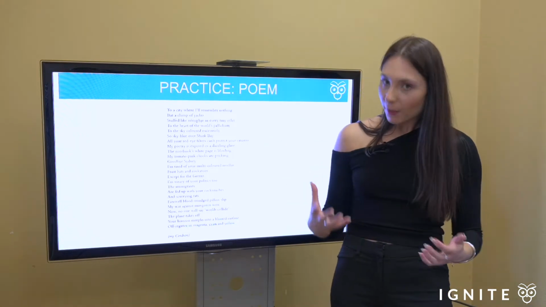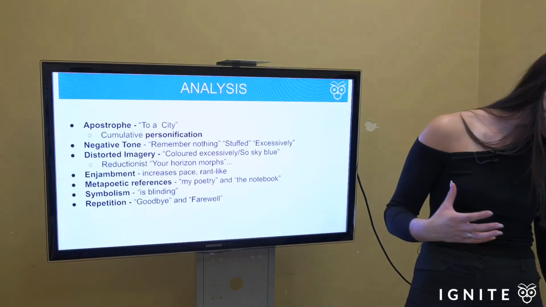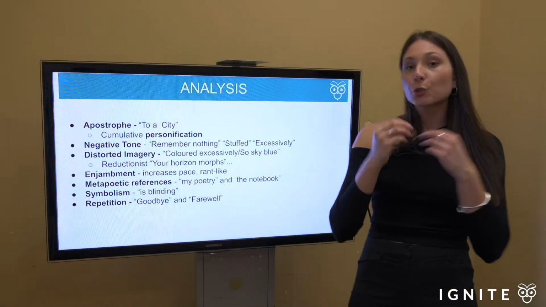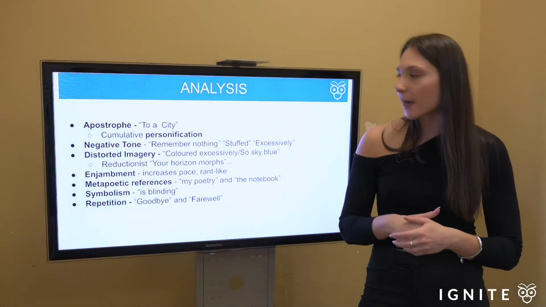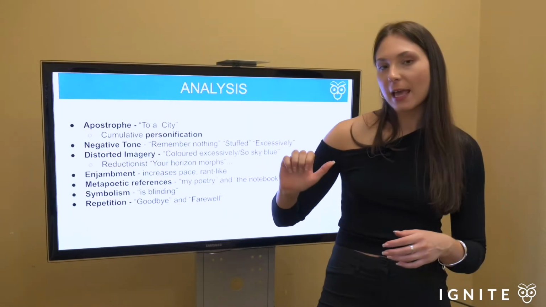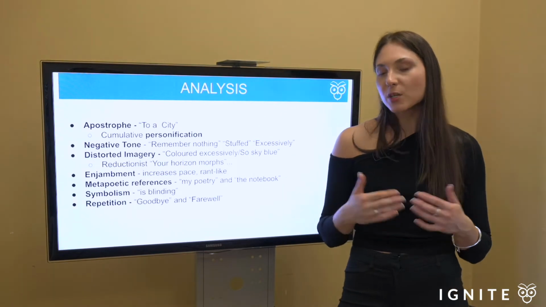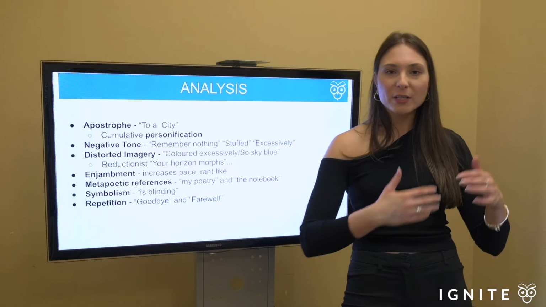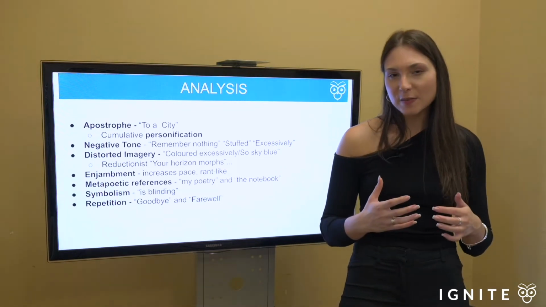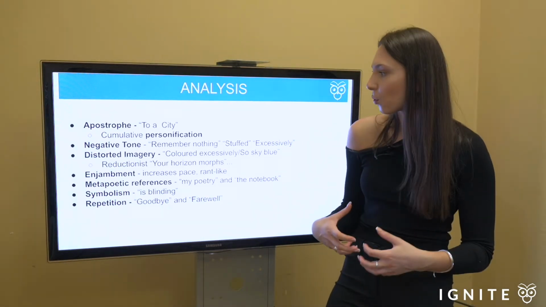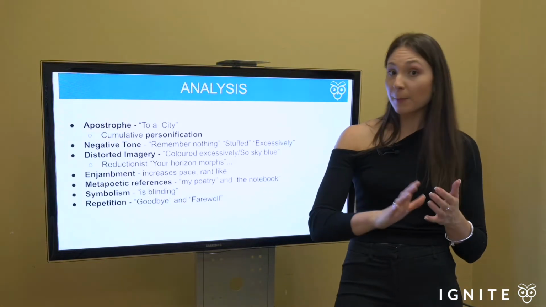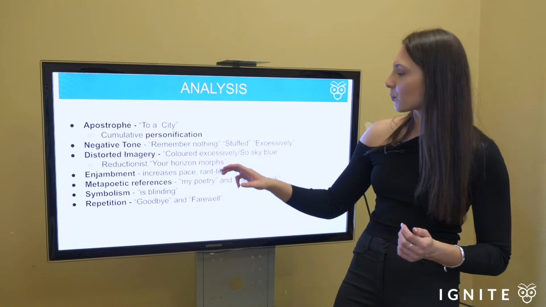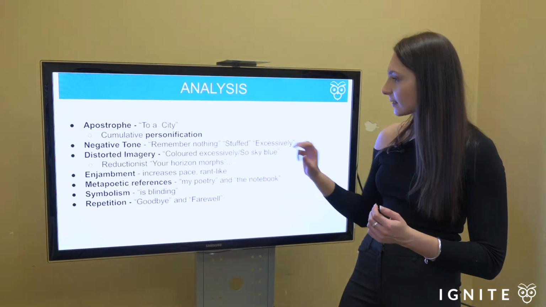But moving on with some other points of analysis we could raise here. You'll note that the poem started with the phrase "to a city," and the technique for that is actually termed apostrophe. And as the poem continues, we notice that the persona is personifying the city, because they're talking directly to it as if it's a person they have this dissatisfaction towards. There is, throughout the poem, a very negative tone, seen in quotes such as "remember nothing," "stuffed," "excessively."